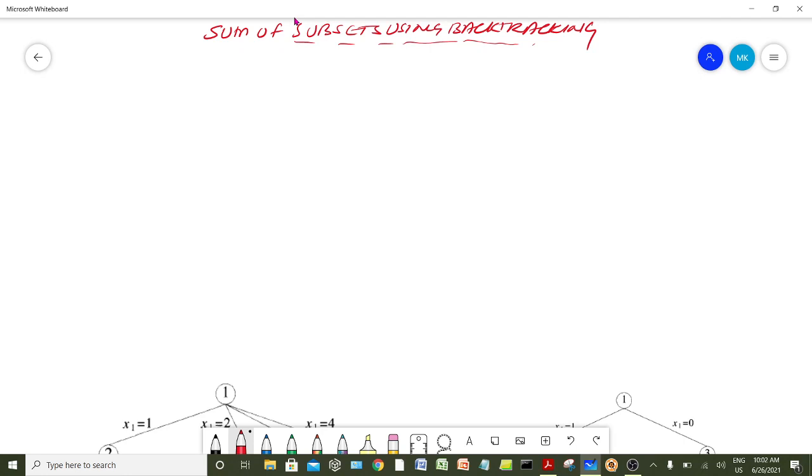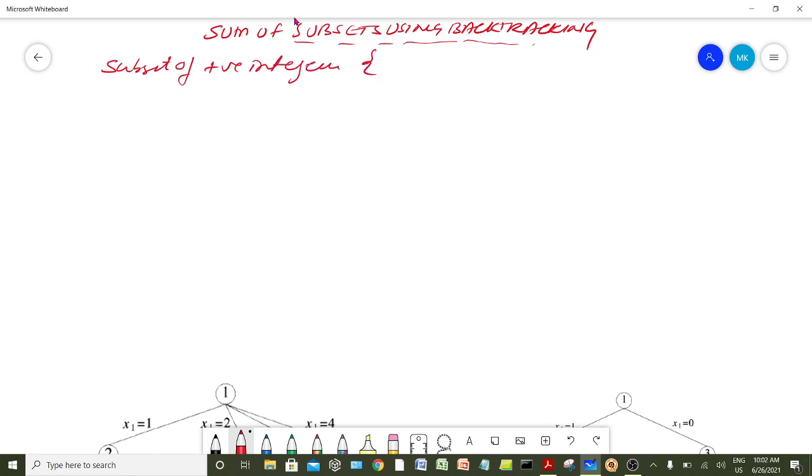Learn the solution for the sum of subsets problem using backtracking. So let us first try to understand what the problem statement is. It says that we are provided with a set of positive integers.